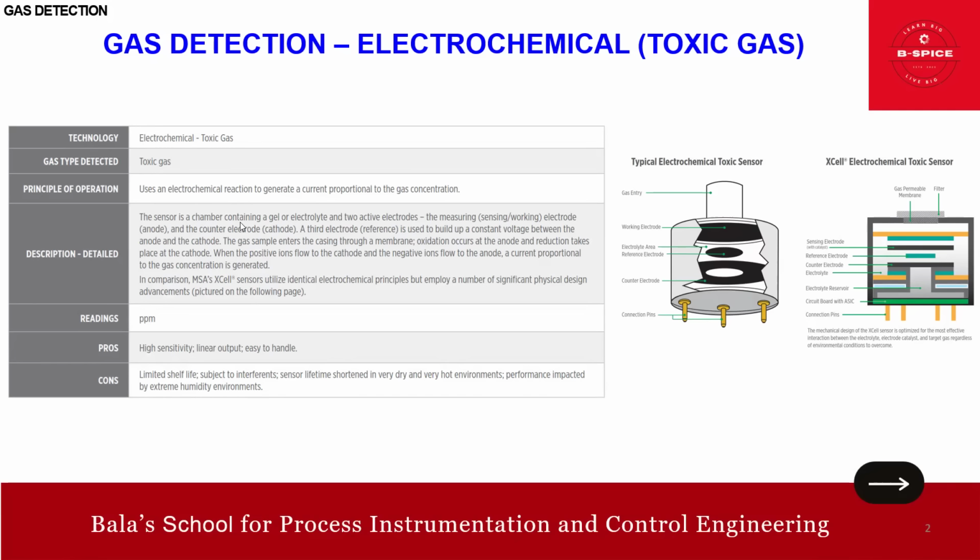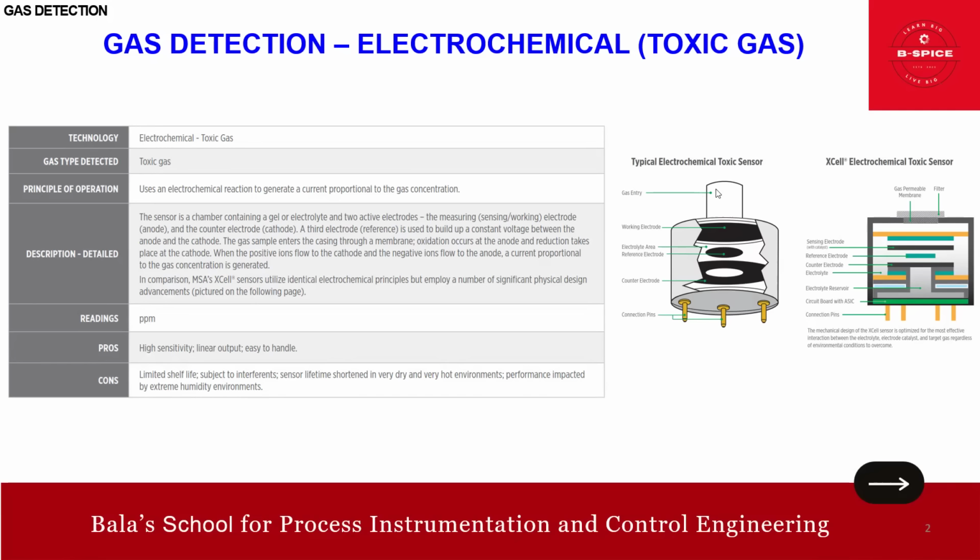The sensor is a chamber containing a gel or electrolyte. As you can see here, this white surface is a gel or electrolyte, and there are two active electrodes. One is a working electrode, we call it the anode, and the other one is a counter electrode, we call it the cathode. The third electrode is a reference electrode. This is used to build up the constant voltage between the anode and the cathode.